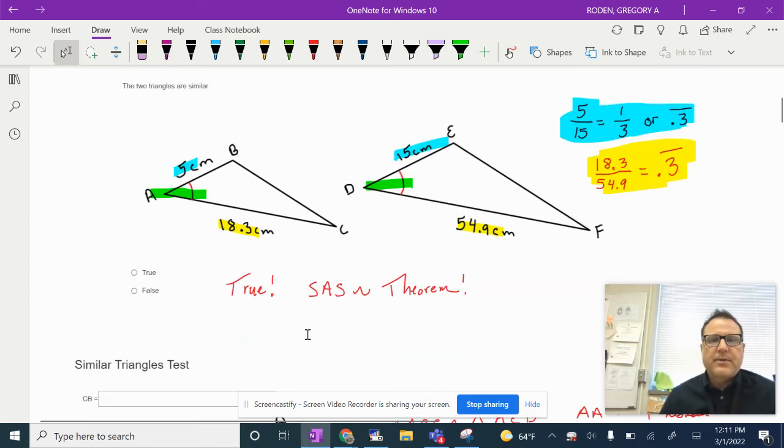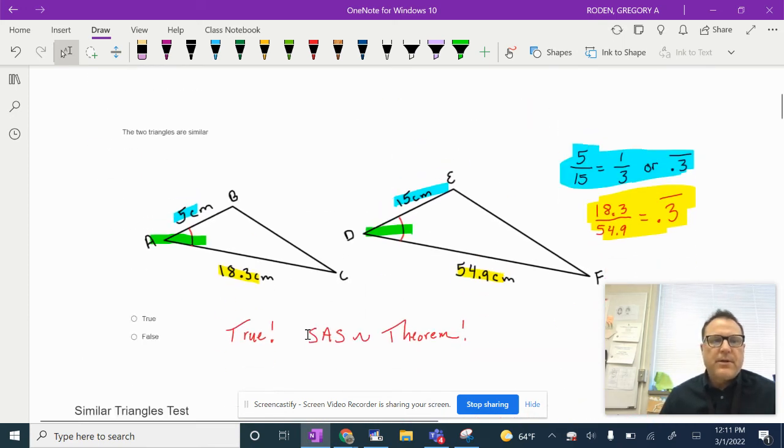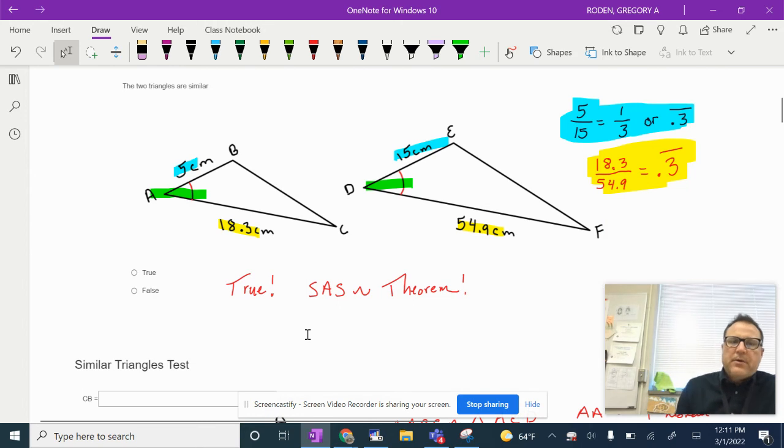All right, so the next one is, are these two triangles similar? Well, we can't do angle-angle similarity theorem because there's only one set of angles. But that's good. We do have sides that sandwich that angle, so it could be a possibility for SAS. But we remember, it's not that the sides are congruent, the sides are proportional.